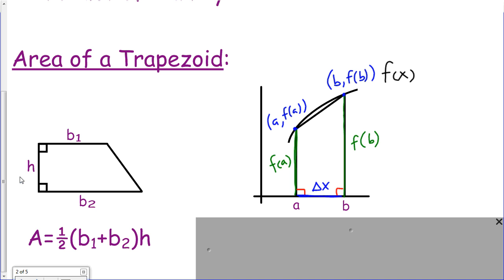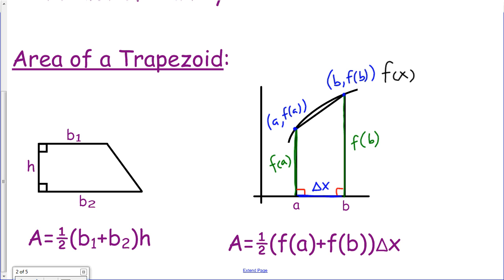So now that I know my two bases, f of A and f of B, and I know my height, delta x, I can calculate the area of that trapezoid. It's 1/2 the quantity f of A plus f of B times delta x. So now that we know how to calculate the area of a trapezoid that's placed under a curve, we're now going to expand that and look at the trapezoid rule.